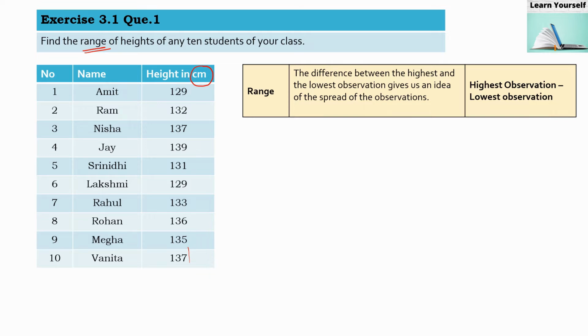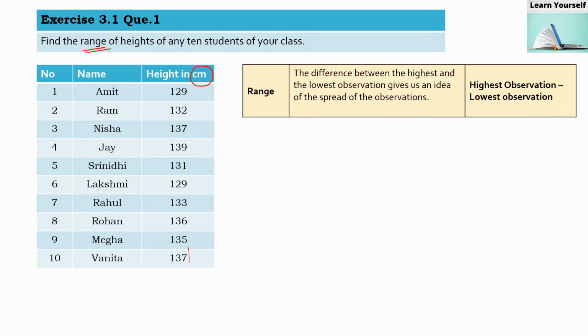So what is the range? The difference between the highest and lowest observation gives us an idea of the spread of observation. That means, what are the two extremes of the observation? That will give us the range. So highest observation minus lowest observation will give us the range.